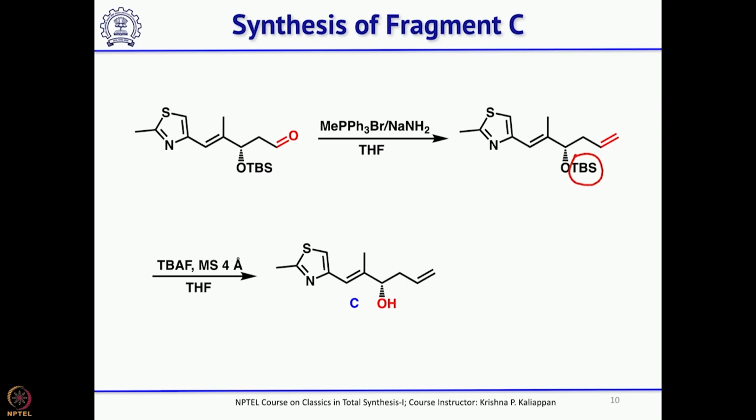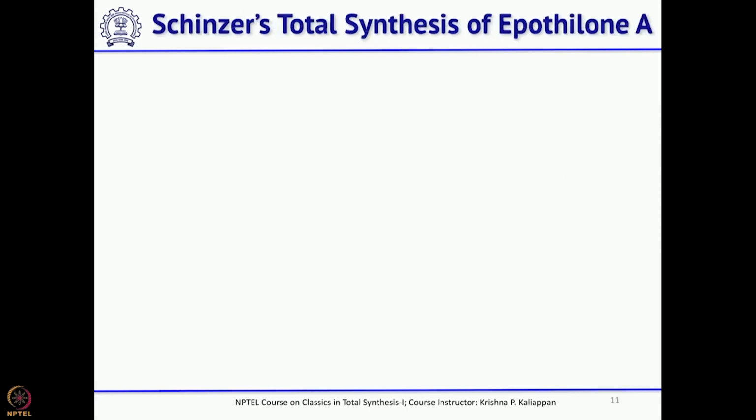So, you could make fragment A, fragment B, fragment C. Now, let us see how he combined all the 3 fragments and then completed the total synthesis of epothilone. So, first he started with the ketone, that is the ethyl ketone, generate anion and then quench with this aldehyde.